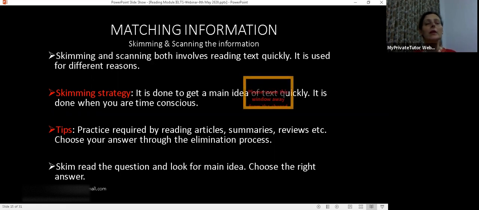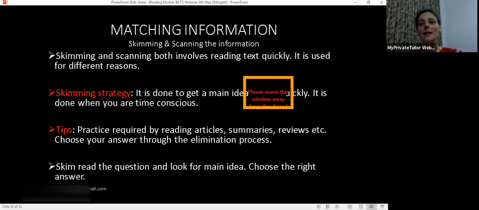For example, when you go to a restaurant, you go through the menu list quickly, looking for what you want. After reading a text quickly, you find the information you were looking for. This skill is known as the skimming strategy. How are you going to do that? These tips: practice by reading articles, summaries, reviews, etc. Choose your answer through the elimination process.